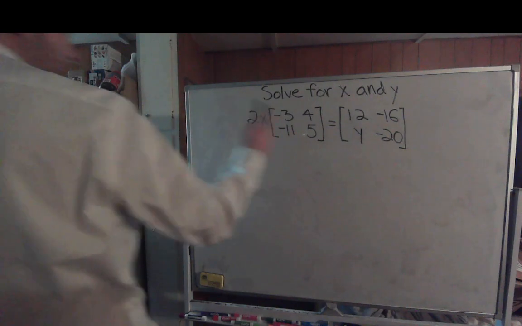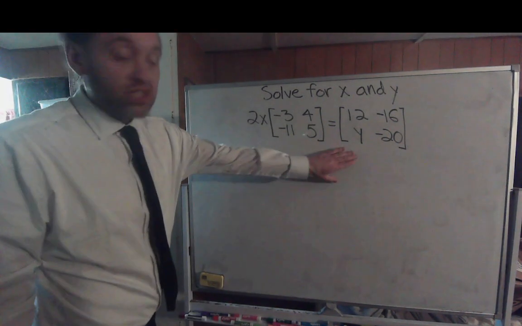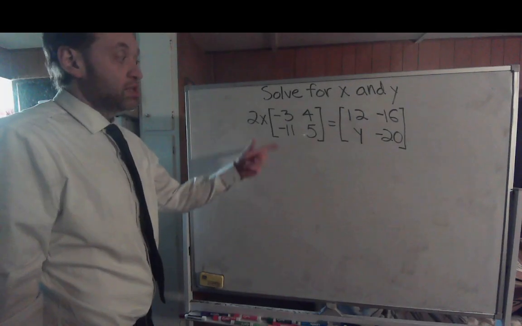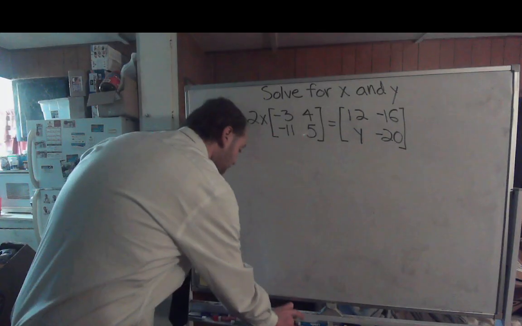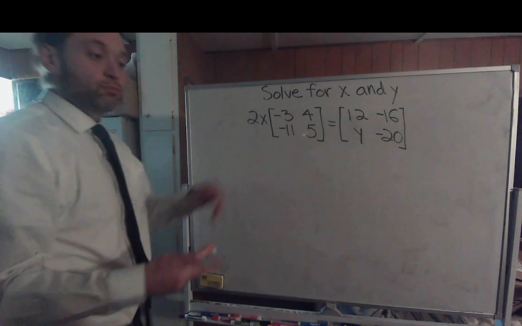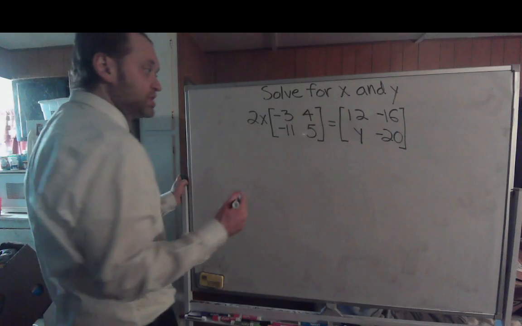So still the idea is that the left matrix ultimately will equal the right. But on the left side you have a scalar multiple of 2x. So why don't we go ahead and take care of that scalar multiple on the left, right? So let's do that.